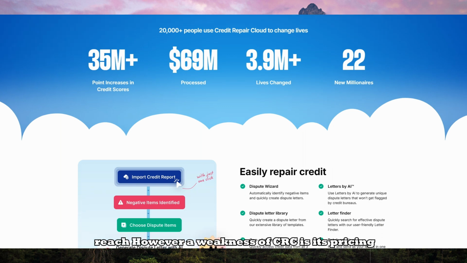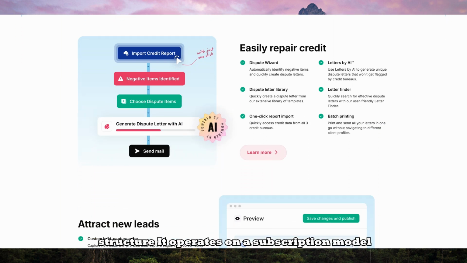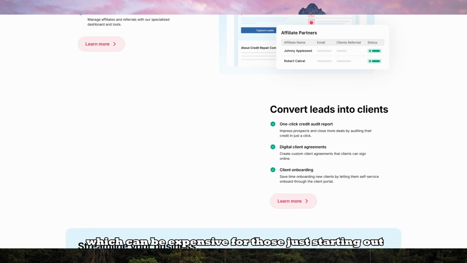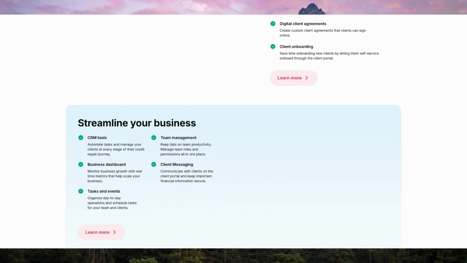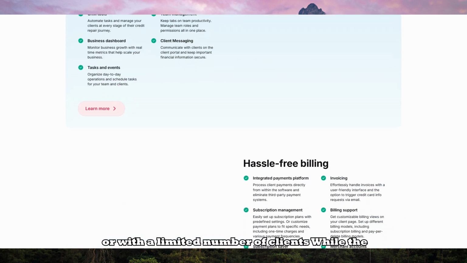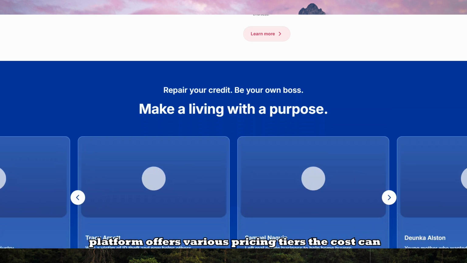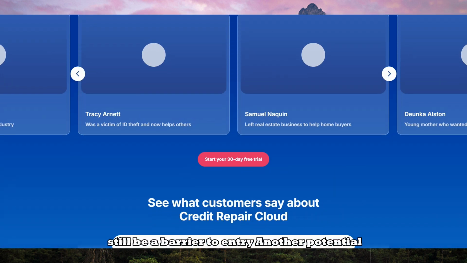However, a weakness of CRC is its pricing structure. It operates on a subscription model, which can be expensive for those just starting out or with a limited number of clients. While the platform offers various pricing tiers, the cost can still be a barrier to entry.